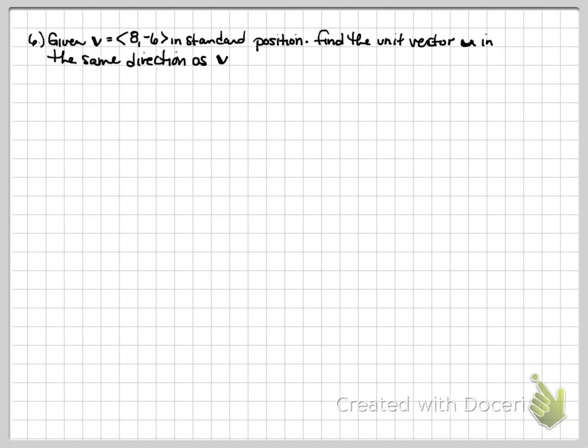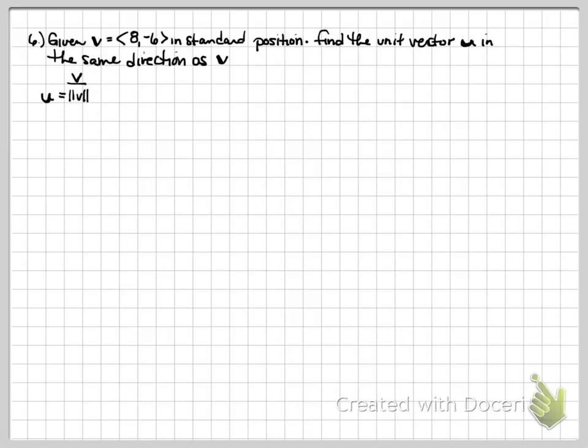Let's move on to number 6. Okay, so 6 says, given vector v is equal to 8, negative 6, and it's in standard position. Find the unit vector u in the same position as v. So we've already done a problem very similar to this. So if you remember, to find a unit vector, it's going to be the original vector that we want, which is going to be vector v divided by its magnitude.